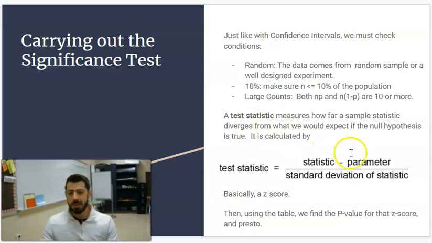A test statistic measures how far a sample statistic diverges from what we would expect if the null hypothesis was true. It's calculated by whatever our statistic is minus that parameter, divided by the standard deviation of that statistic. Yes, it's a z-score. Then, using the table, we find the p-value for that z-score, and boom, done.